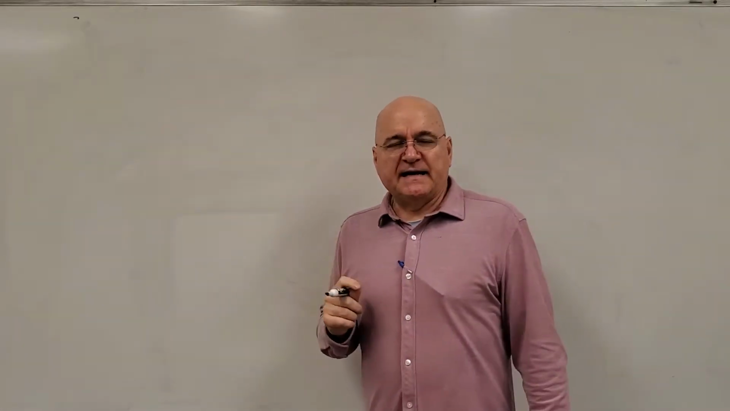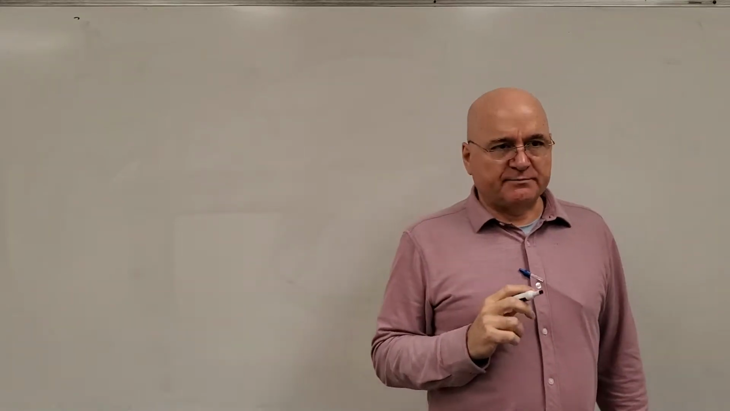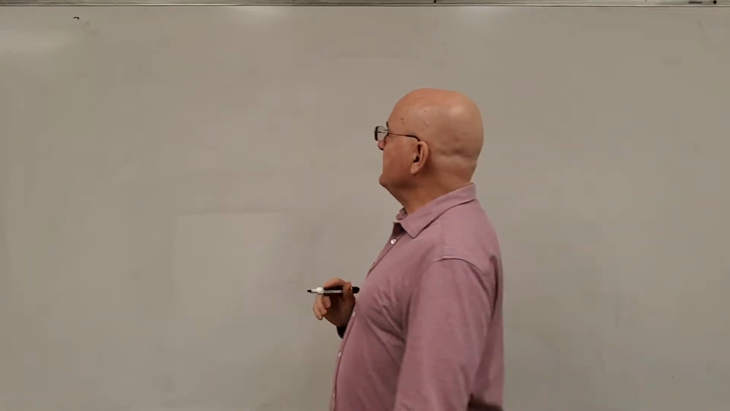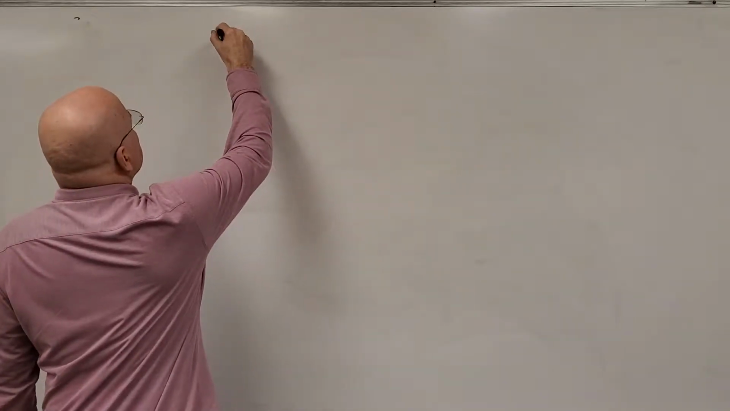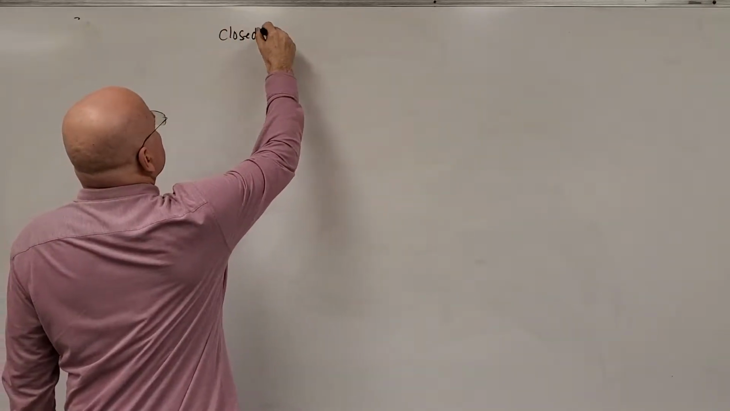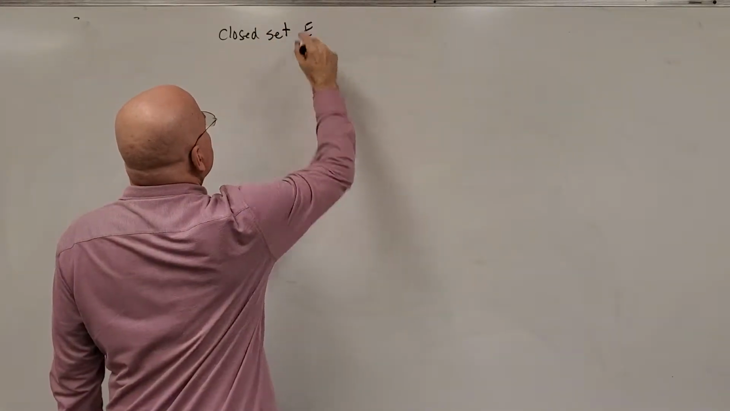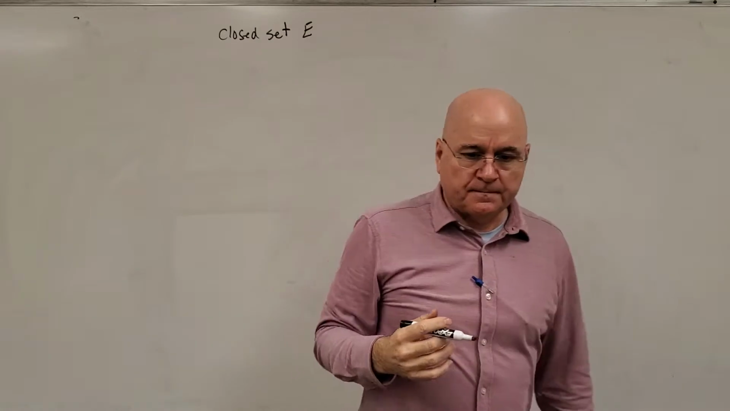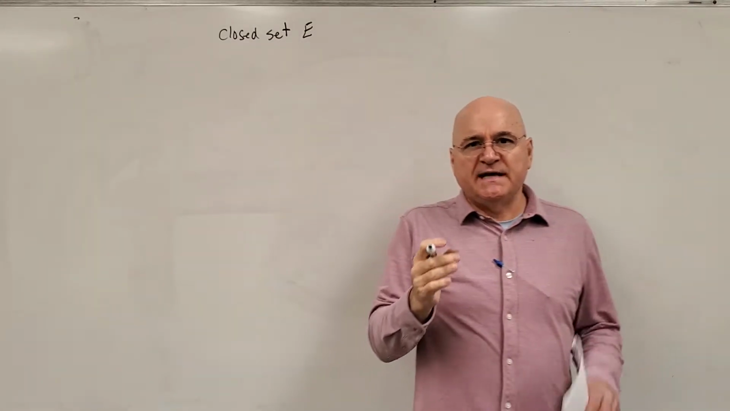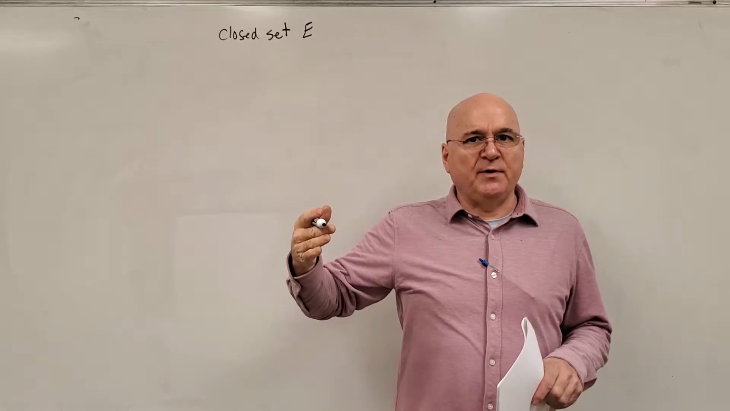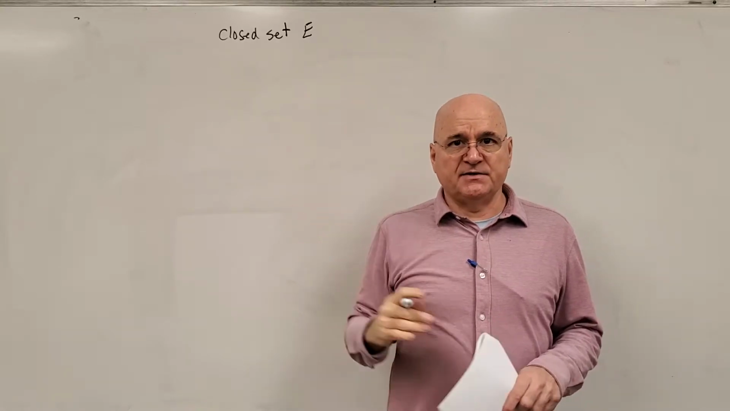Well, before we look at the last couple of theorems in Chapter 3, let's review what we've learned very recently. We talked about a closed set, and we defined a closed set. A set E is closed if it contains all of its accumulation points. So there's not a point outside of the set that is an accumulation point.